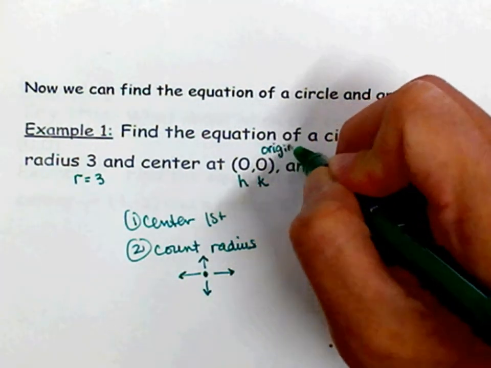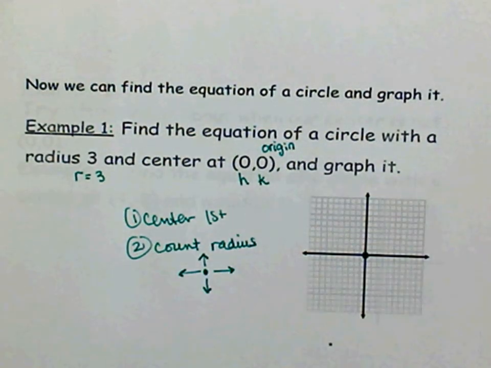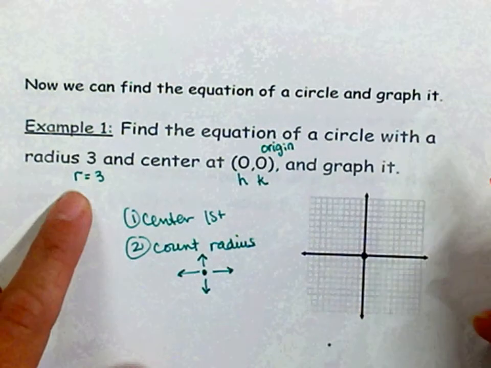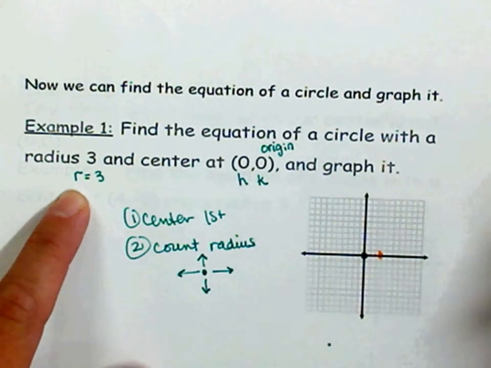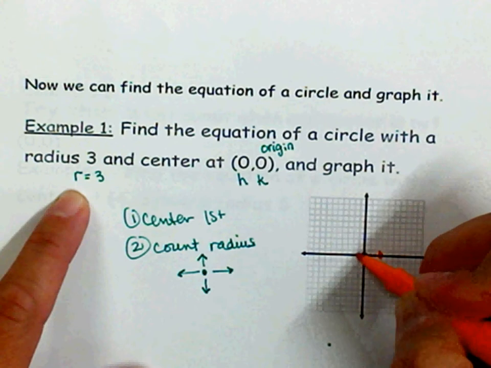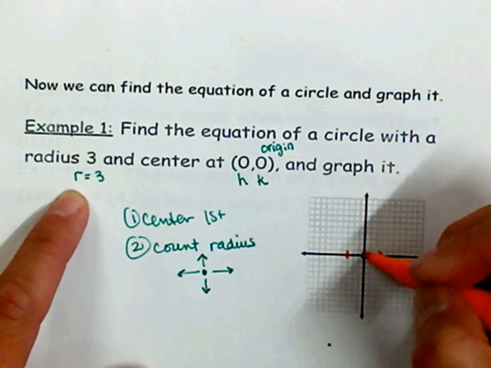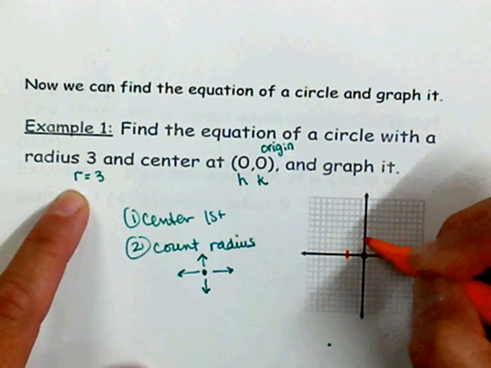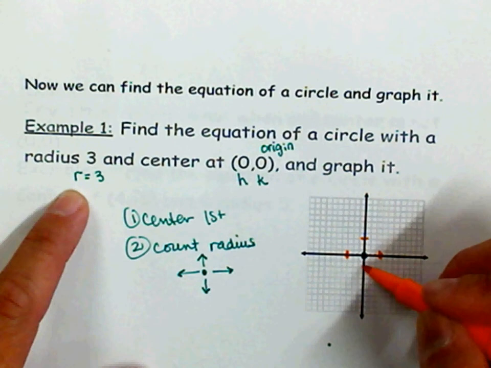From your center, your units is 3, so you can go 1, 2, 3. Put a dot. From the center, 1, 2, 3. Put a mark. From the center, go up, 1, 2, 3. Put a mark. From the center, go down, 1, 2, 3. And there you have your circle.